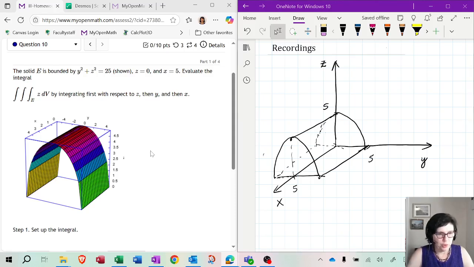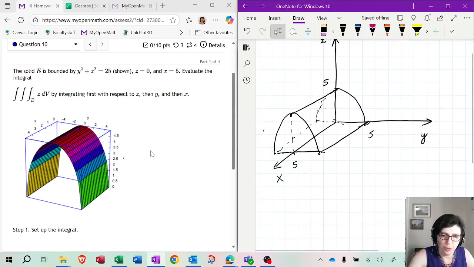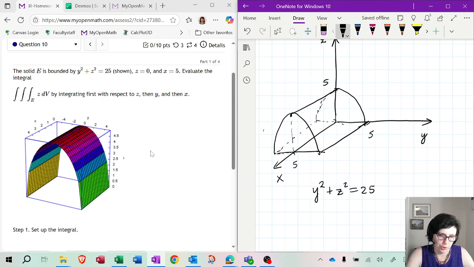Okay, in this video, we are going to look at how to compute the integral of z dv, so this is a triple integral, over the following solid. So the first thing that I wanted to point out is when you see an equation like y squared plus z squared equals 25, this looks like a circle, right? But because we have x, y, and z, this is not a circle, this is actually a cylinder.